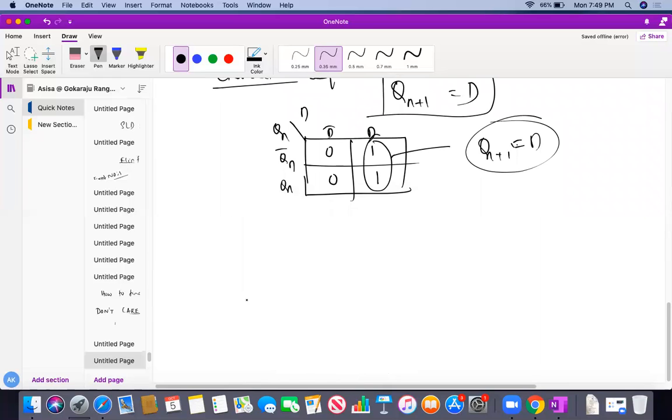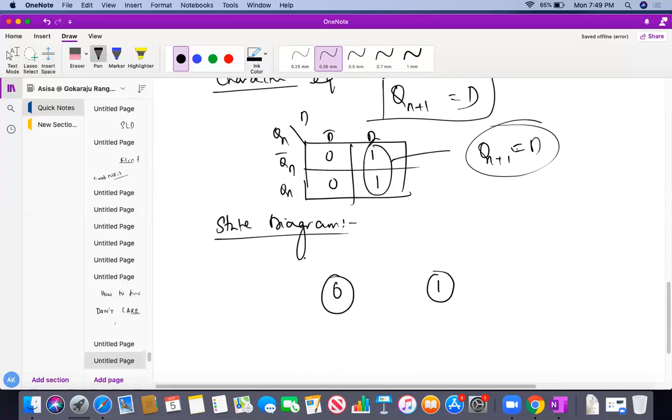So what about my next part? The state diagram. So what is my state diagram? Obviously, I always told that a flip-flop has two states. Whatever flip-flop it may be, it has two states. What are those flip-flop states? It will be either 0 or 1.